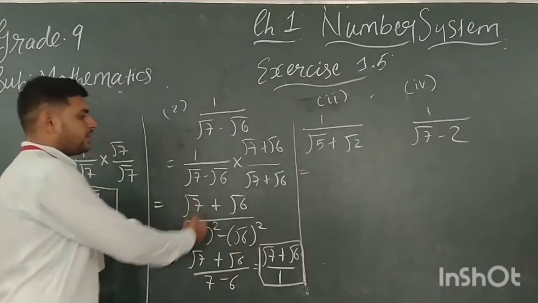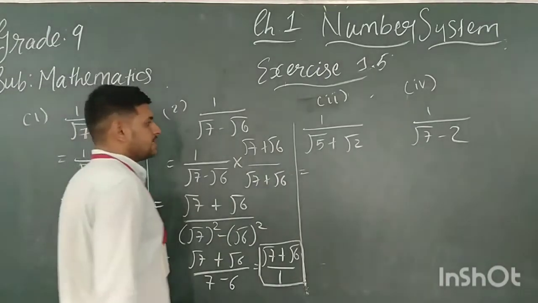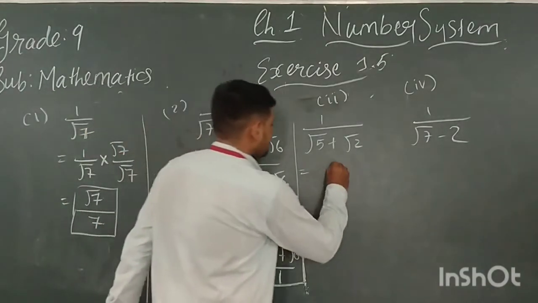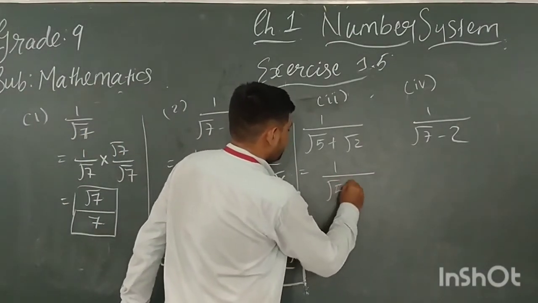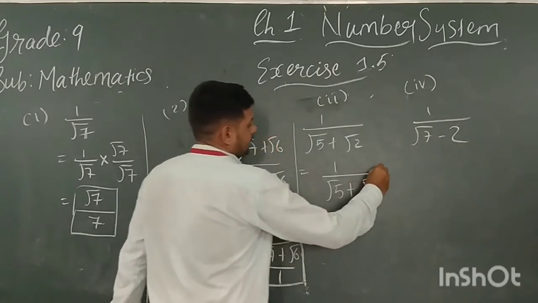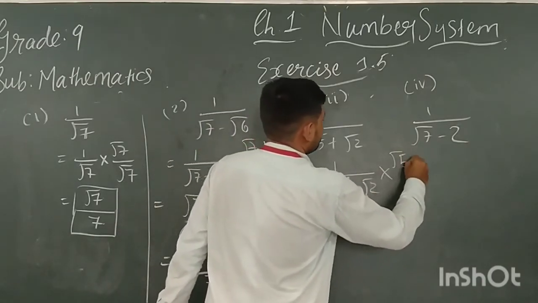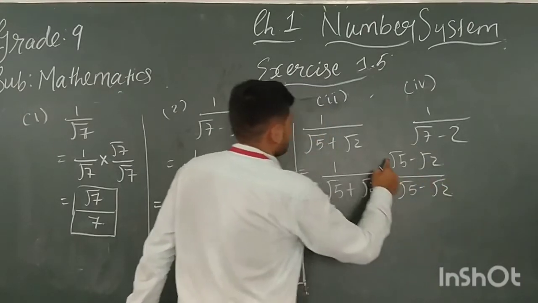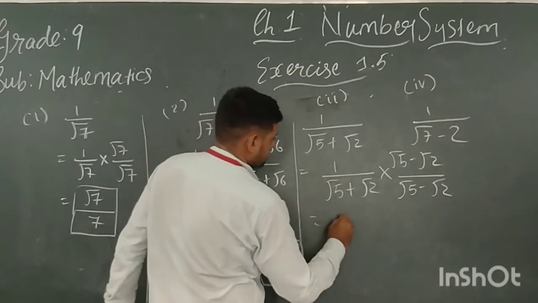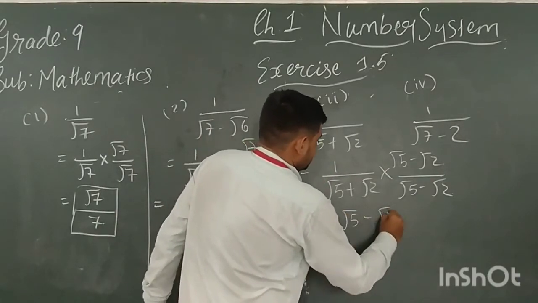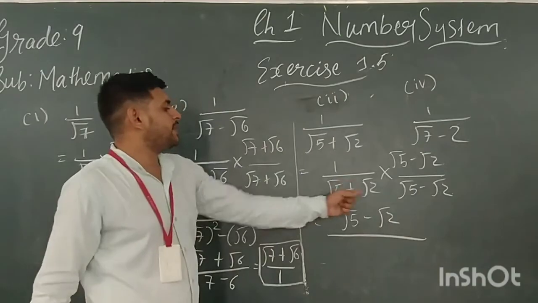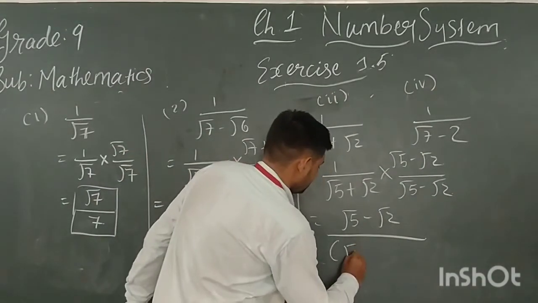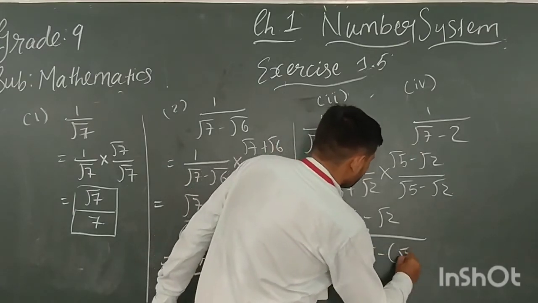Similar one. Now you should not have any problems in solving this sum. I will do one for you. The one you need to practice at your home. That is 1 upon root 5 plus root 2. Change the sign. Root 5 minus root 2, root 5 minus root 2. Multiply this whole term with 1. Root 5 minus root 2 upon, again a plus b, a minus b. So a square minus b square. Root 5 square minus root 2 square.